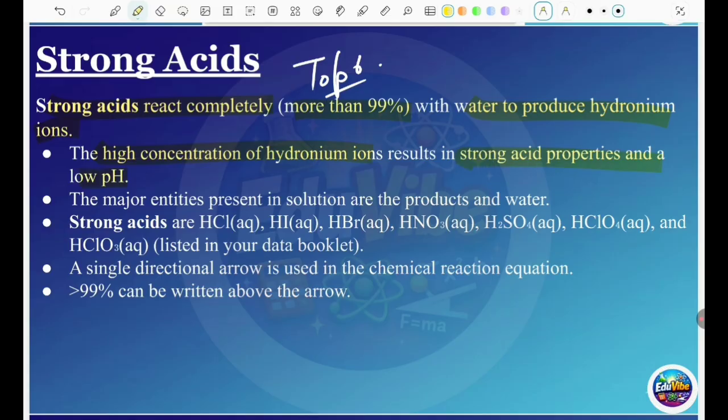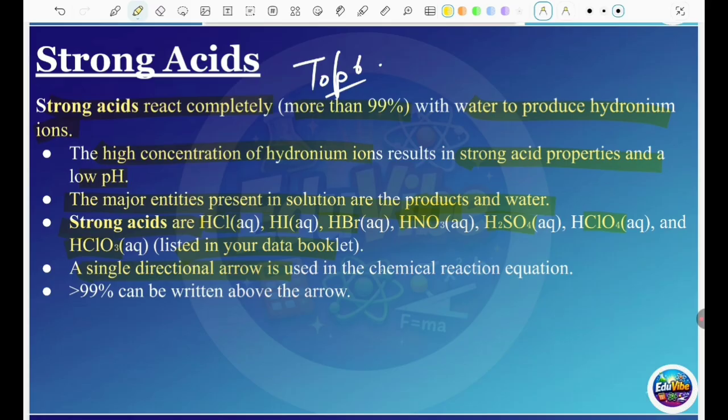If you have strong acid properties, when we have a higher concentration of hydronium ion, we have a low pH, which is the more acidic pH. We have to mention the major entities, which is a species list we call, and water must be present in that list. Strong acids are HCl, HI, HBr, HNO3, H2SO4, HClO4, and HClO3. They are all listed in the data booklet, and they are the top sets, which are all the strong acids.